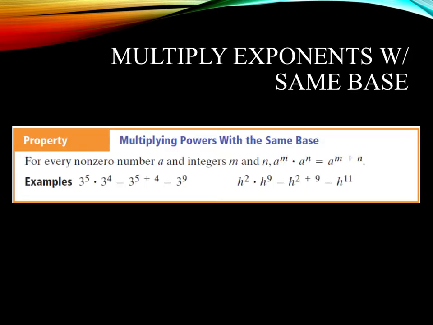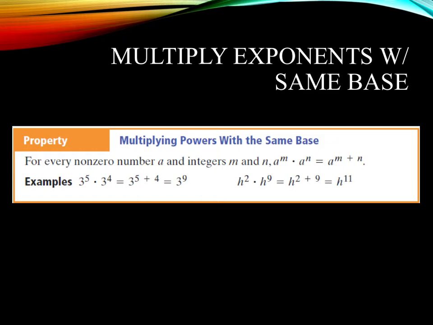So this is going to lead us into the property that says multiplying powers with the same base. For every non-zero number a and integers m and n, a to the power of m times a to the power of n is going to equal a to the m plus n. So again, we can look at some examples here. 3 to the 5th times 3 to the 4th. I keep my base of 3 the same. I add 5 plus 4 and I get 3 to the 9th.